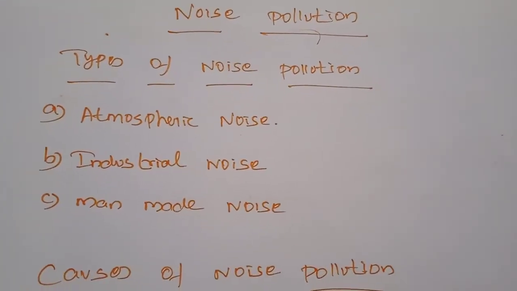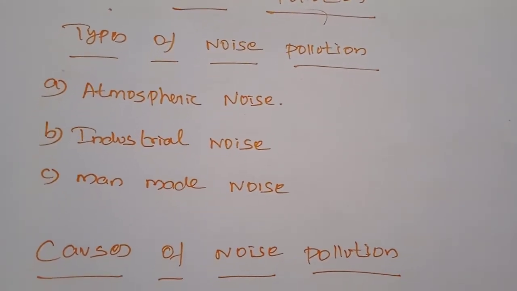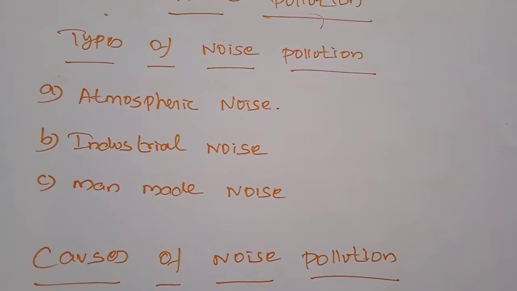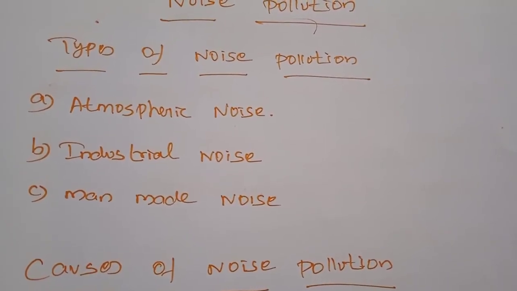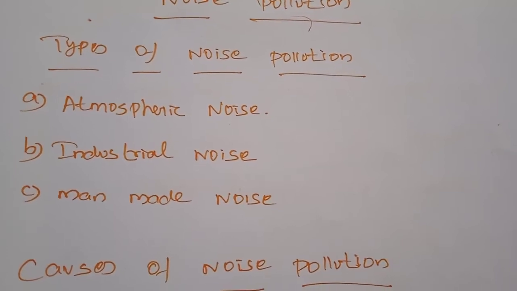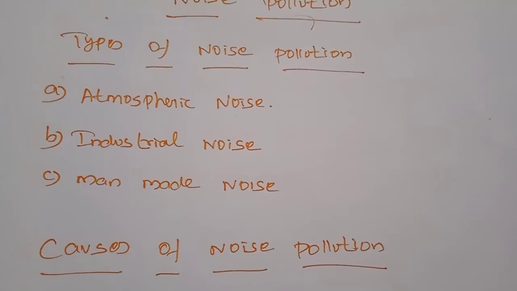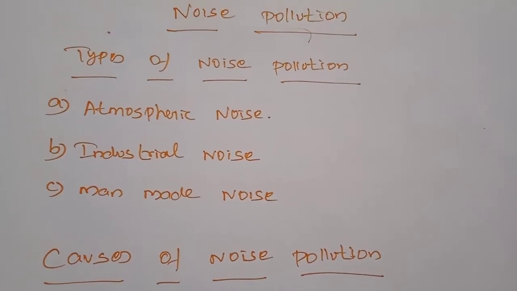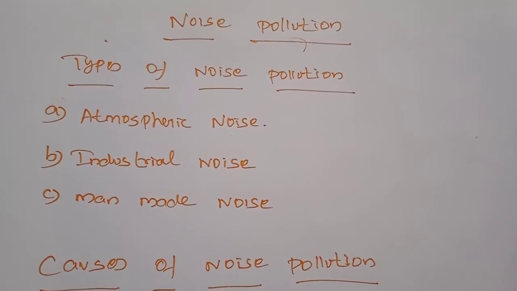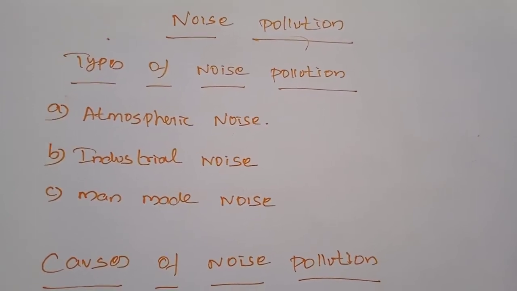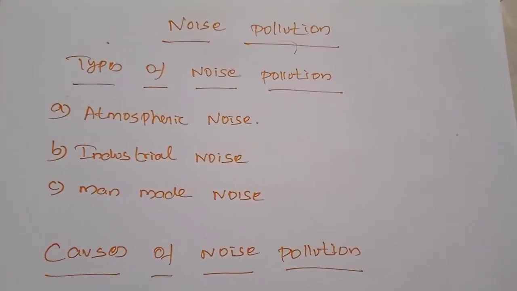One is atmospheric noise, industrial noise, and man-made noise. Atmospheric noise, or static, is caused by lightning discharges in thunderstorms and other natural electrical disturbances. Because of thunderstorms and lightning, some humans and some plants will also be affected. This is called atmospheric noise.